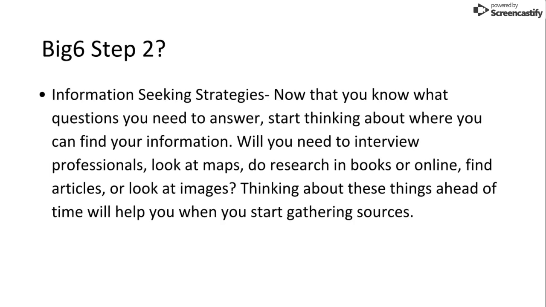Step 2, information seeking strategies. Now that you've formulated your questions and you know what information you need to find, start thinking about what types of information you'll need. This could be anything from interviewing professionals, looking at maps, finding videos, to more traditional things like looking at books. And if you are using books, do you need biographies? Do you need encyclopedias? Do you need nonfiction reference materials? Think about what kinds of information you're going to be looking for.